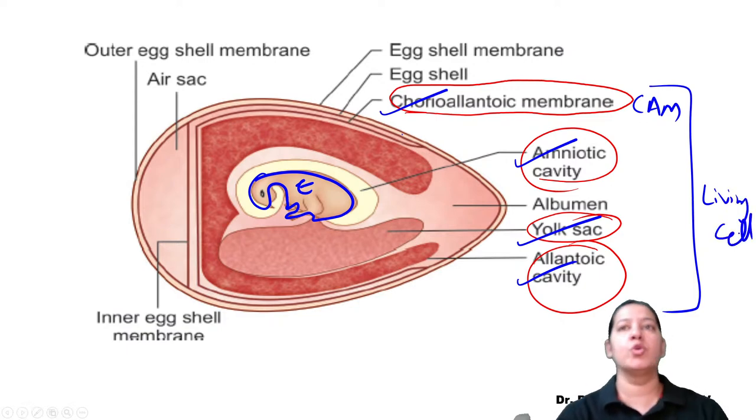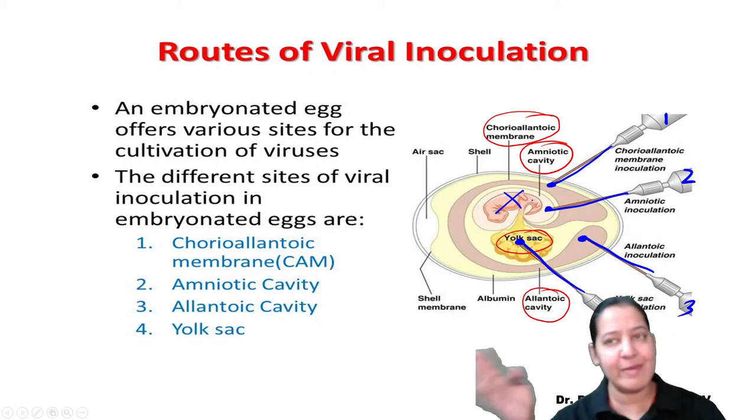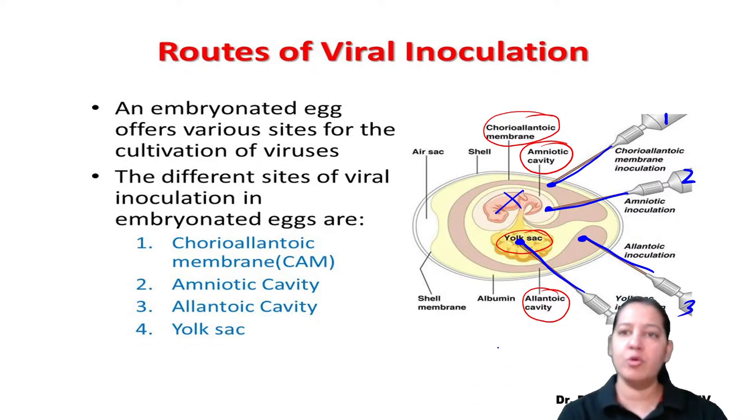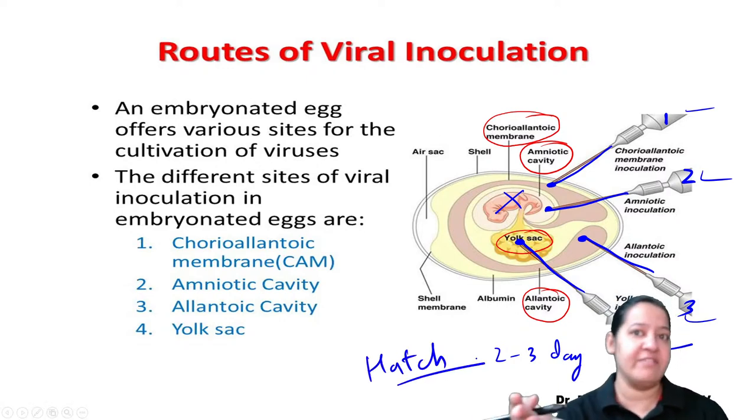So what we can do, we can take our specimen in a syringe. You can see specimen 1, 2, 3, 4 in the four syringes. See the tip of the syringe. We can inject in the first cavity, CAM, the second cavity, amniotic cavity, the third cavity, allantoic cavity, the fourth cavity, yolk sac. We never inject the specimen in the embryo. We inject the specimen in various cavities and allow them to grow for 2 to 3 days. After 2 to 3 days, if the specimen has virus, it will grow in the cavity. So we will hatch the egg and look in that cavity for the lesions.